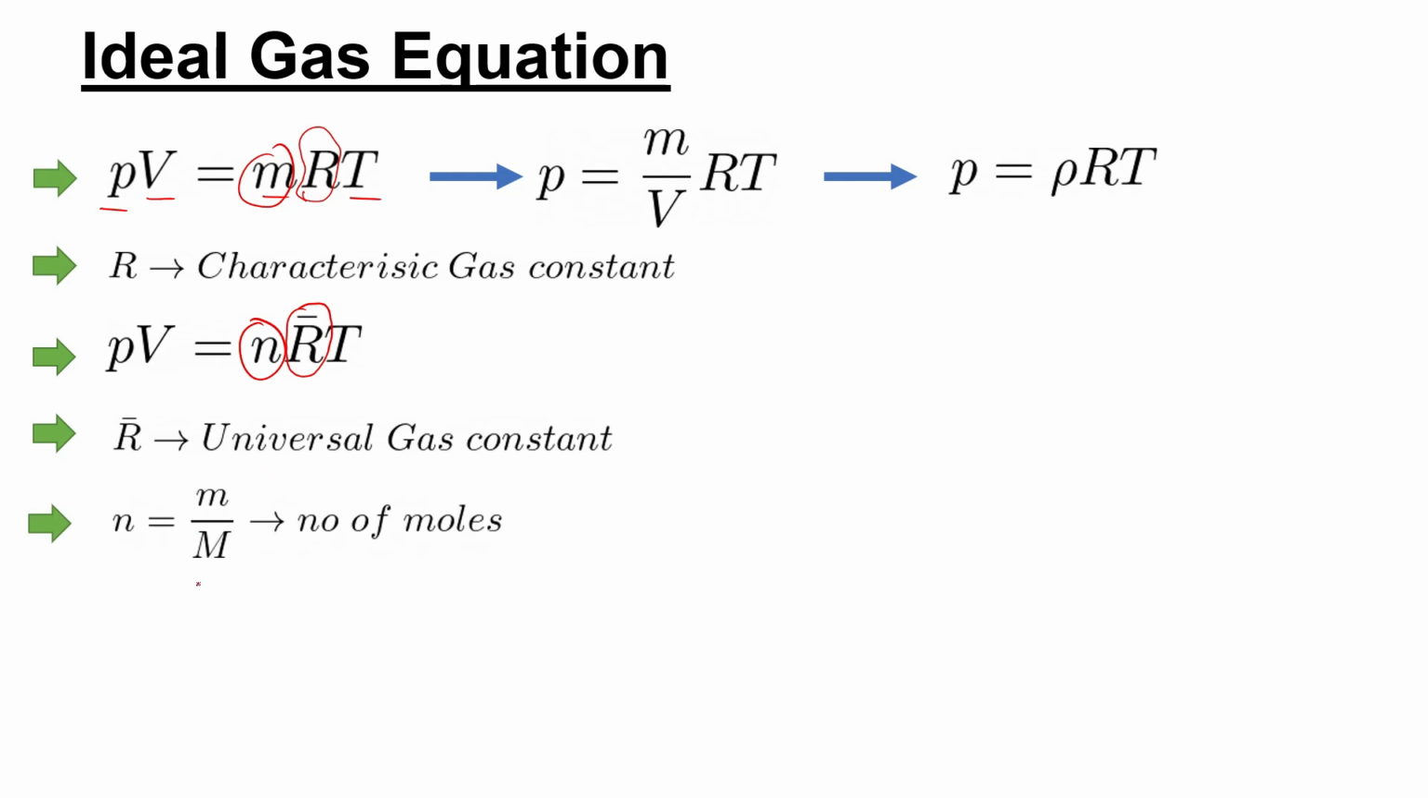N is the number of moles, m by M. The number of moles is related to mass by this formula: the number of moles can be calculated as the mass of the gas divided by the molecular weight of the gas. For example, if you have 28 grams of nitrogen, its molecular weight is 28, so the number of moles will become 1. This is the difference.